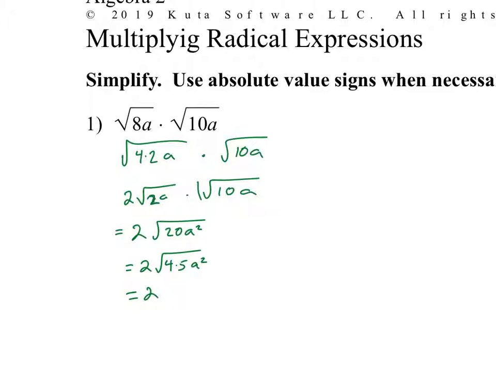Now, the square root of 4 is 2. The square root of a squared is the absolute value of a. And then I have remaining inside the 5. So this equals 4, absolute value of a, times the square root of 5.